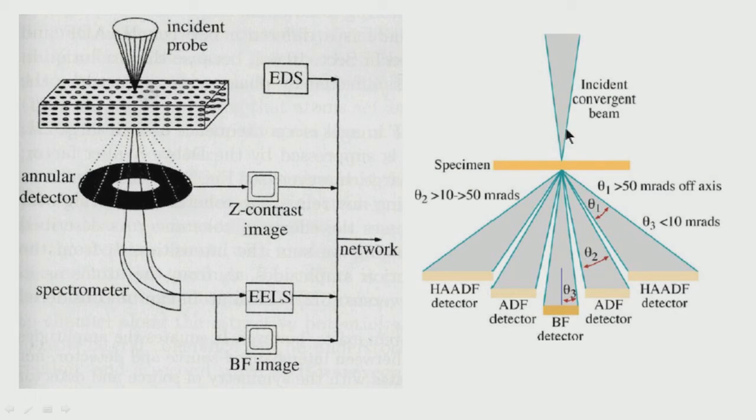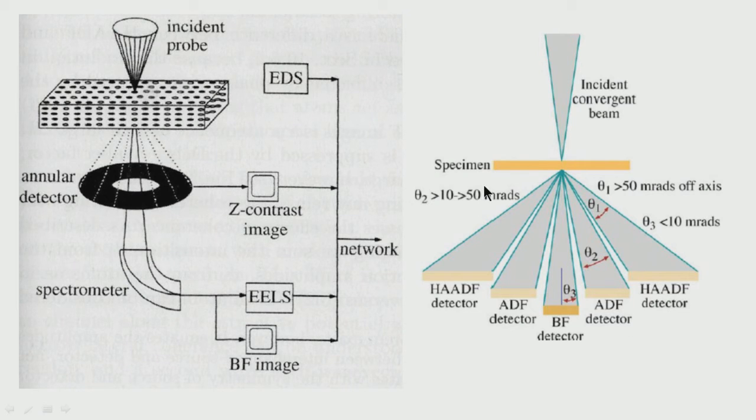Okay. In this particular schematic, what is essentially being shown is the angle of convergence or the angle of divergence over which we collect the signal. That is, if we collect that signal over an angle between 10 milliradians to 50 milliradians, scattered in that direction, this generally gives rise to a conventional dark field image.